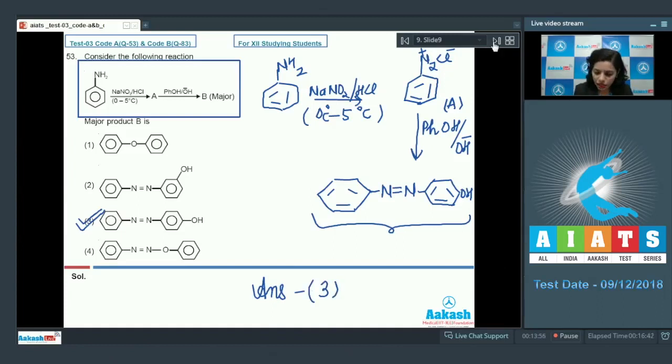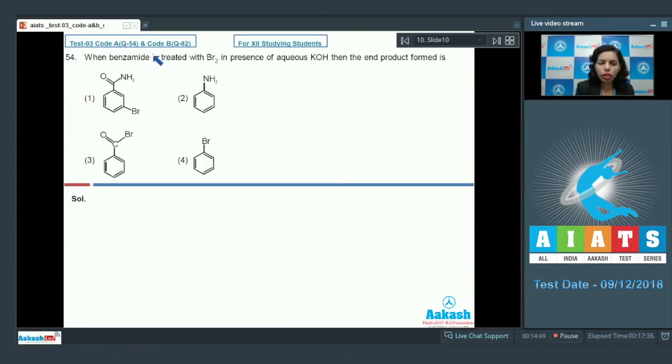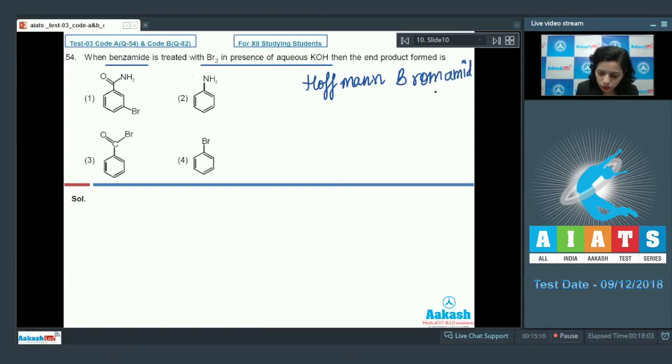Now after this, let's check the next question. Question number 54. When benzamide is treated with bromine in the presence of aqueous KOH, then the end product is. A clear hint is given that you are treating this benzamide with bromine in the presence of aqueous KOH. What is this reaction? That is Hoffmann bromamide degradation, and that always results in the formation of an amine.